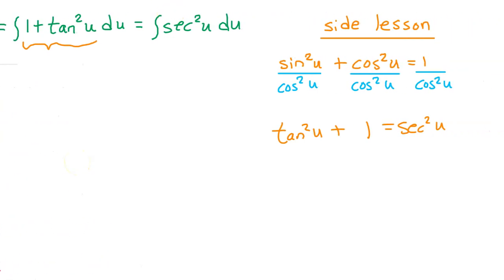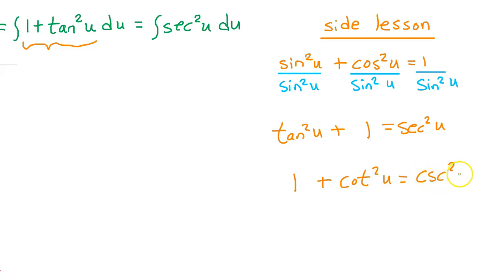However, before we do that, let me complete my little side lesson and remind you of a third Pythagorean identity. Let's divide each term by sine squared u. Sine squared u over sine squared u is 1. Cosine squared u over sine squared u is cotangent squared u. And 1 over sine squared u is cosecant squared u. So be sure you know all 3 of your Pythagorean identities. They are going to come up in AP Calculus.